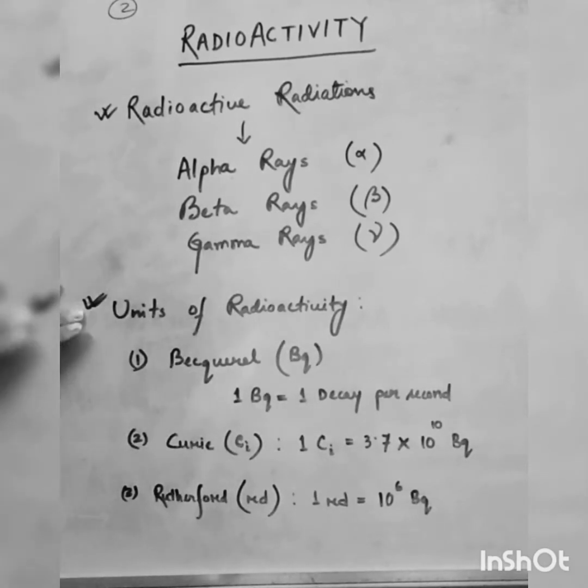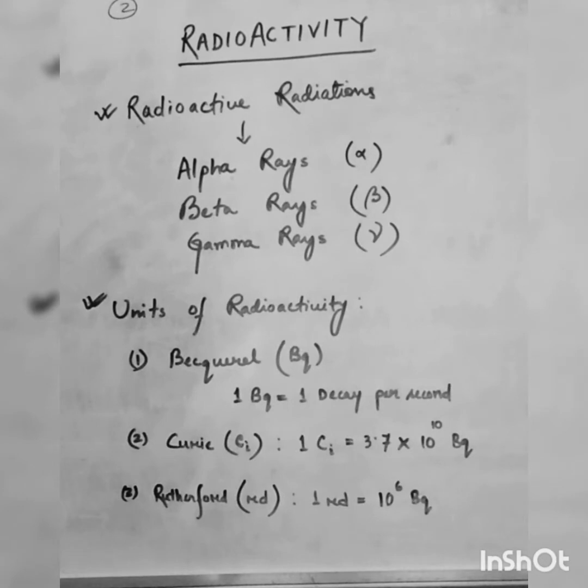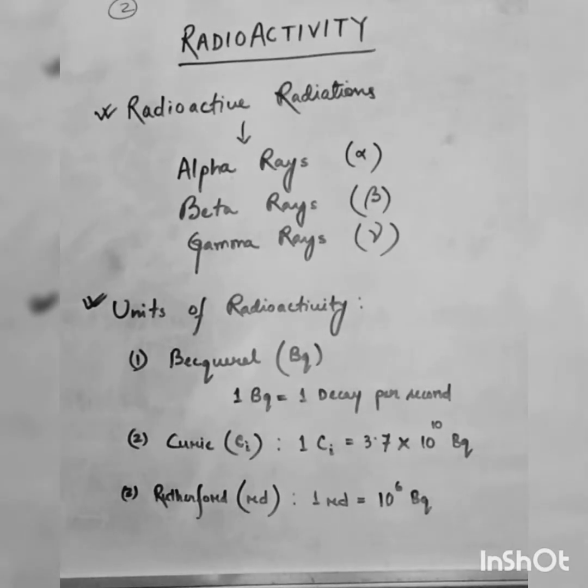Next are the units of radioactivity. There are mainly 3 units of radioactivity. Number 1 is the becquerel, which is the SI unit of radioactivity, and 1 becquerel is defined as 1 decay per second. The next unit is the Curie, whose symbol is Ci, and 1 Curie is equal to 3.7 into 10 to the power 10 decays per second. That is, 1 Curie is equal to 3.7 into 10 to the power 10 becquerel. And the third is the unit Rutherford, which is written as rd, and 1 Rutherford is a decay rate of 10 to the power 6 disintegrations per second, which is again equal to 10 to the power 6 becquerel.